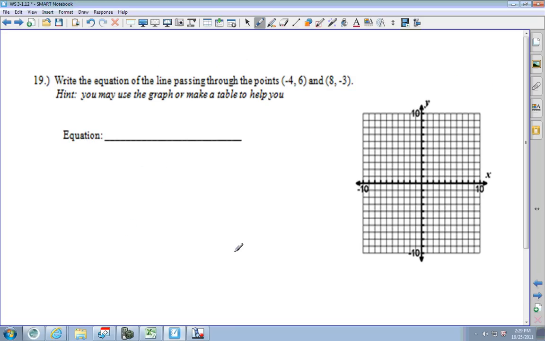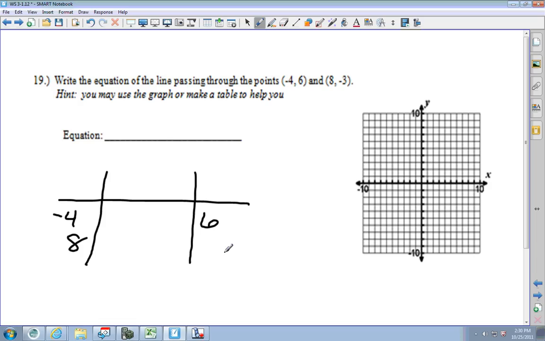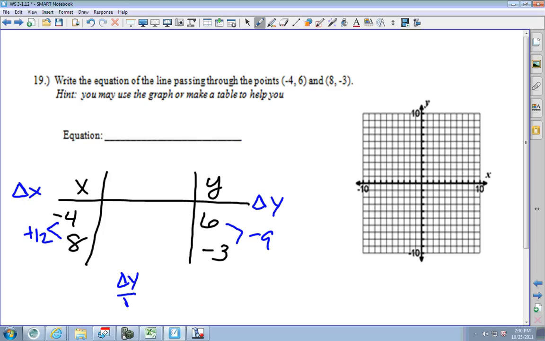There's the next one. It says, write an equation of a line that passes through the points negative 4, 6, and 8, negative 3. You may use a graph or a table, whichever. So you can use a graph if you want to. I'm going to build a table. I've got negative 4, 6, and 8, negative 3, and I have x and y. So I'm going to do delta y, the change in y, minus 9, delta x, plus 12, delta y over delta x equals negative 9 over 12.